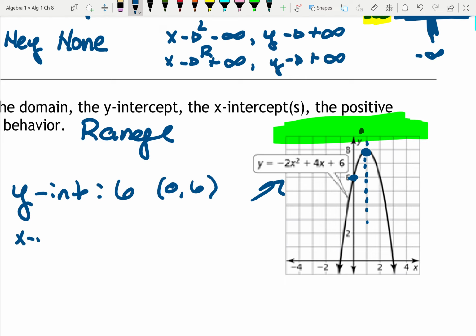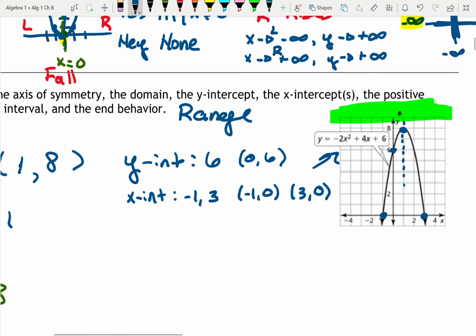The x-intercept, this time we're going to have 2 of them. One right there at -1, and then one at 3. So we have 2, -1, and 3. And again, you can list them just numerically like that, or you could list the point (-1, 0) and the point (3, 0). Either way is okay, unless it's specifically stated.